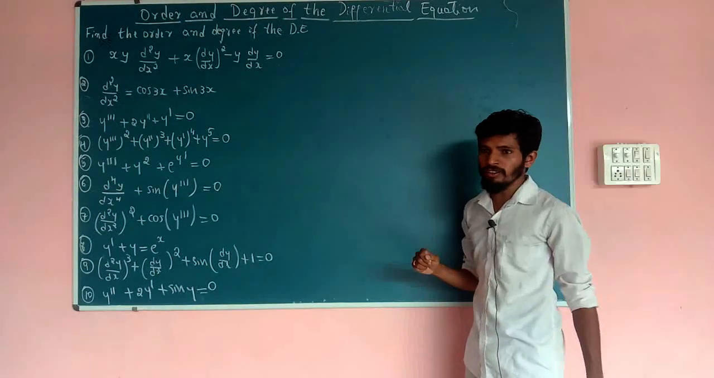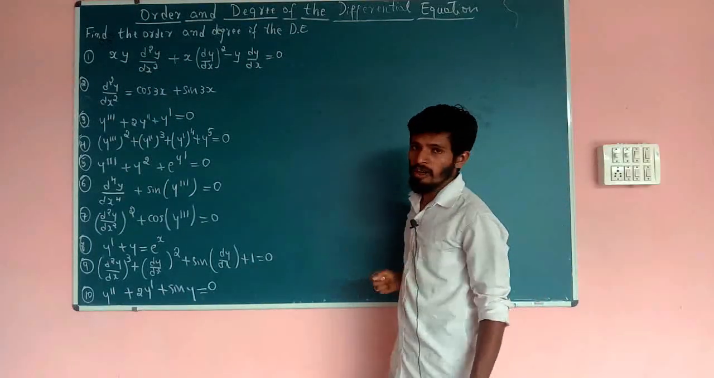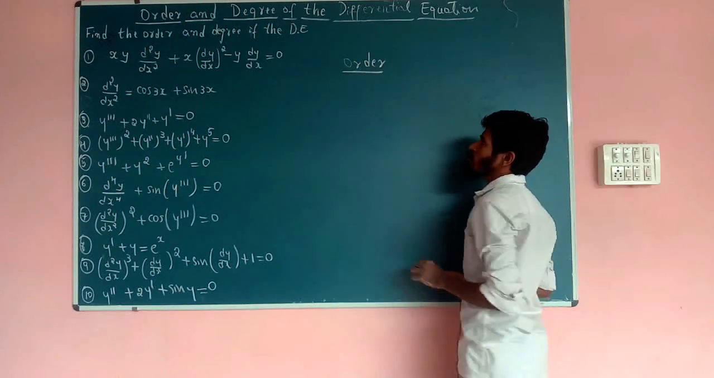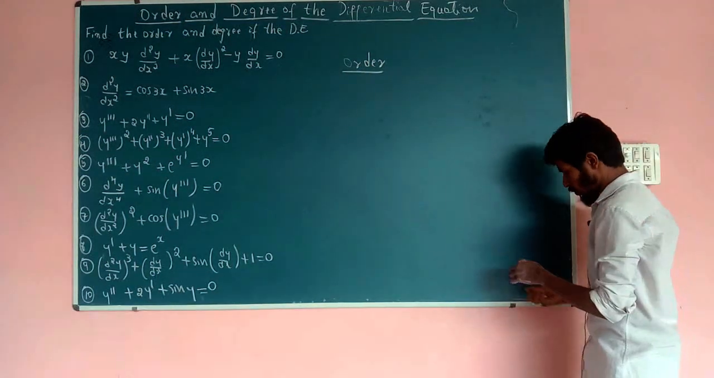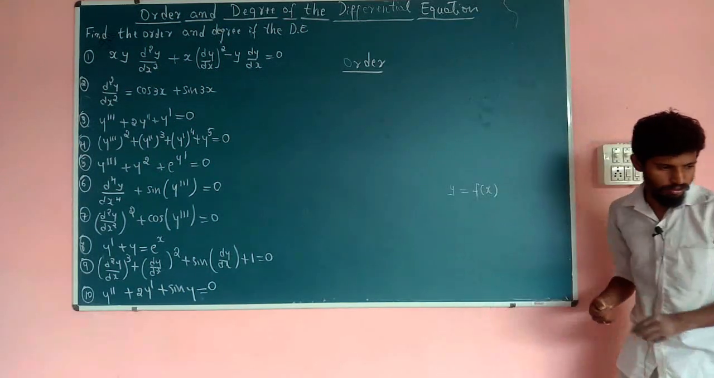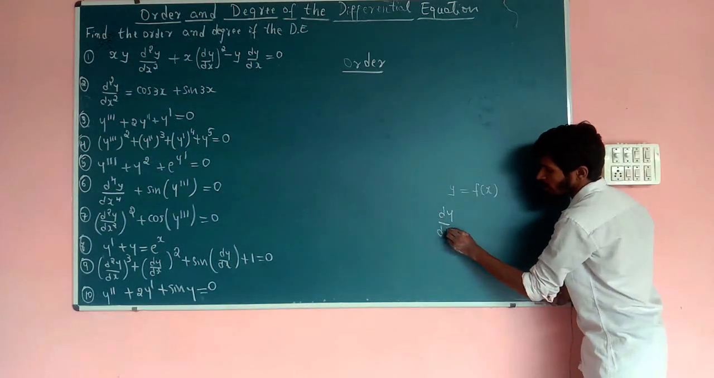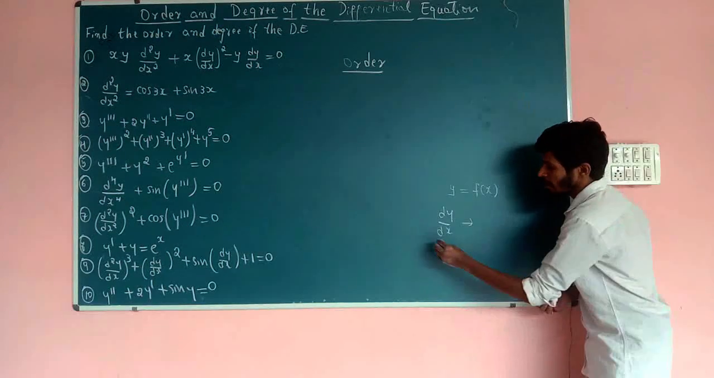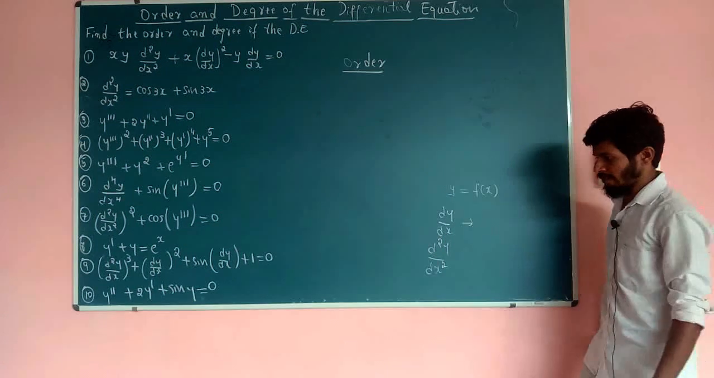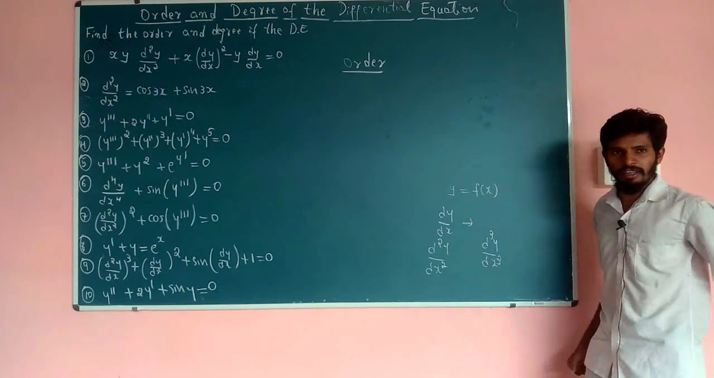Order and degree of the differential equation. See, first, how to find the order of the differential equation. We know that if y is equal to f of x be a function, dy by dx is called the first order derivative. d square y by dx square is called the second order derivative. d cube y by dx cube is called the third order derivative, and so on.